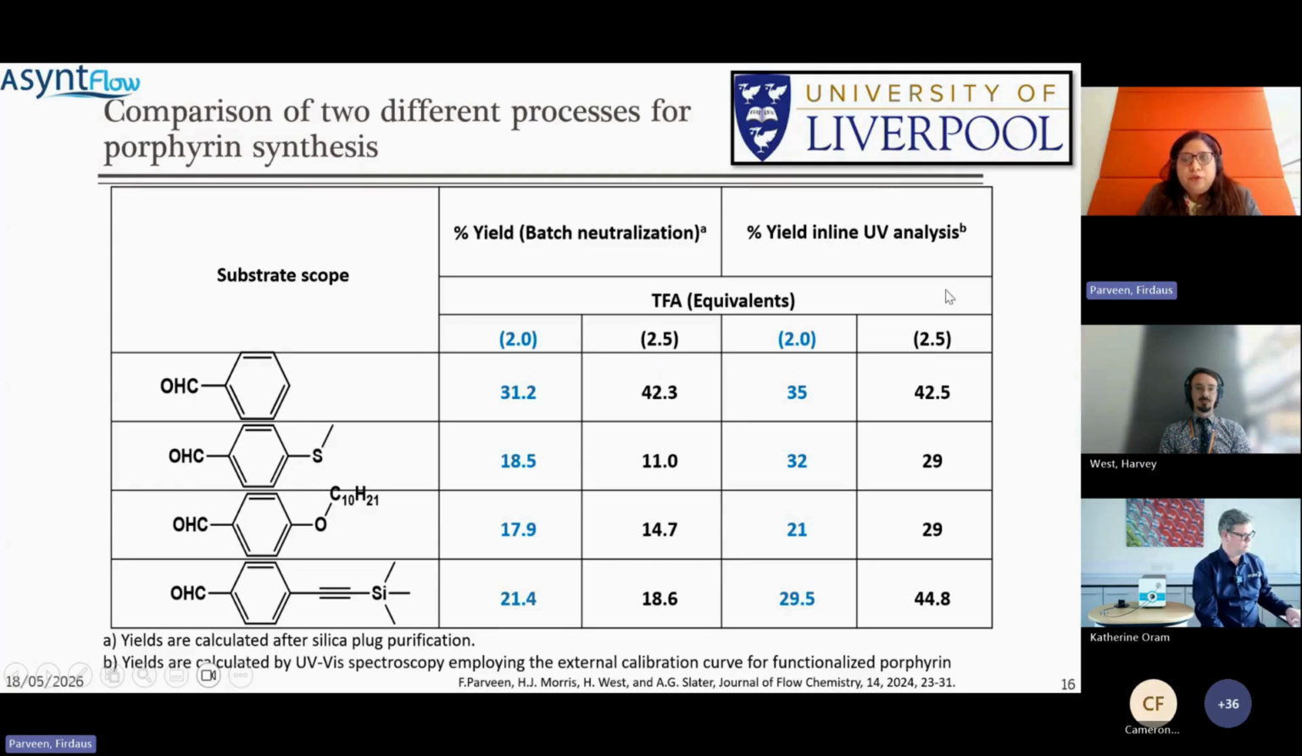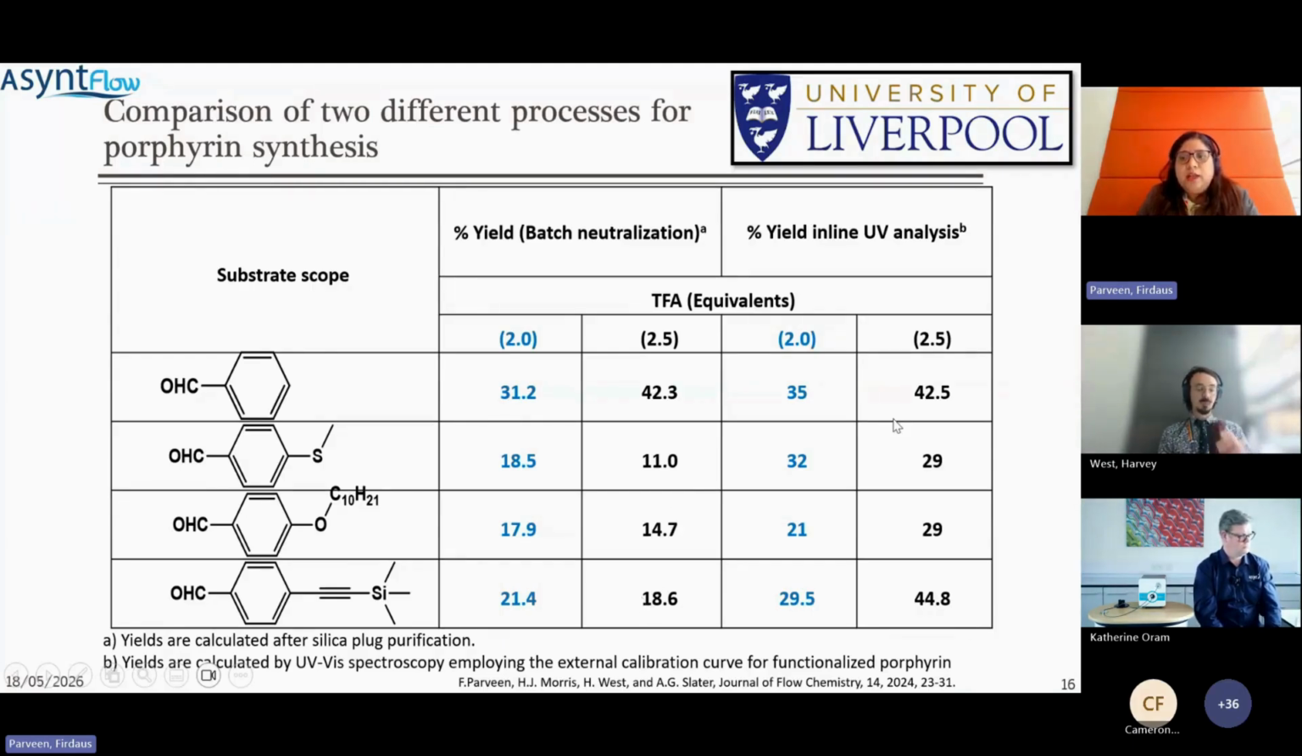For the two different processes, batch neutralization and inline UV-Vis analysis, we found that there is not much difference in the standard porphyrin. The yields were similar, but in the case of functionalized substrates like thioether and silyl alkyne, there was a large difference in the yield found from inline UV-Vis analysis and batch neutralization.